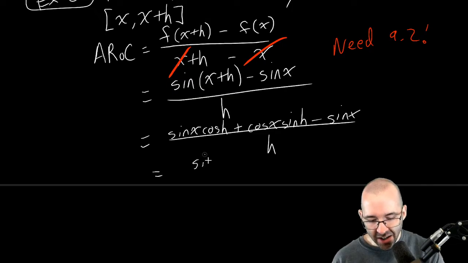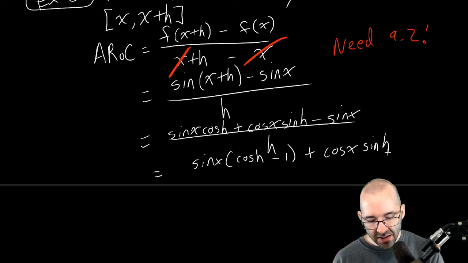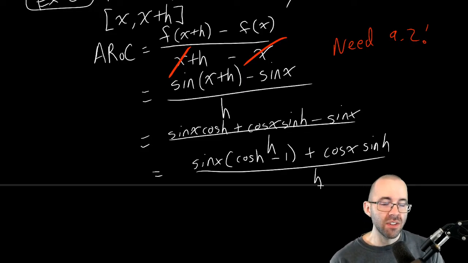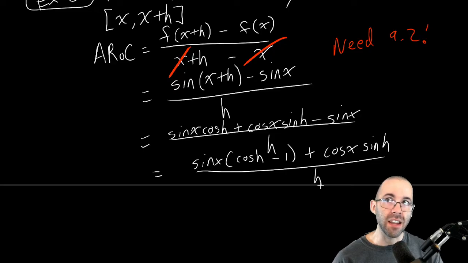We can factor out a sine of x from the first guy and the third guy. And that'll give us cosine of h minus 1. And then the second one is just cosine of x times sine of h. And why this is really, really useful is it eventually allows us to use some other thing in calculus called L'Hopital's rule, which we can use to then continue it on.